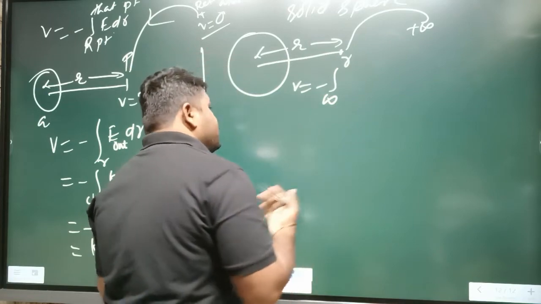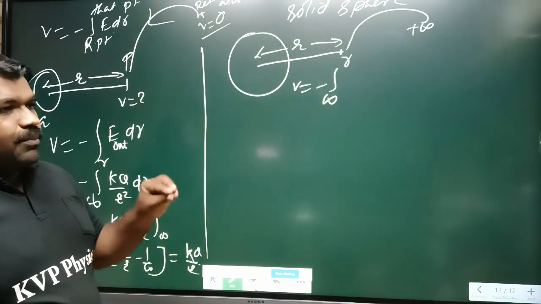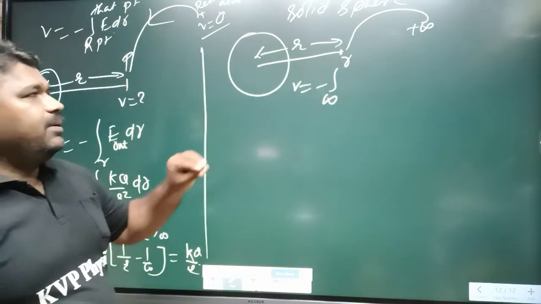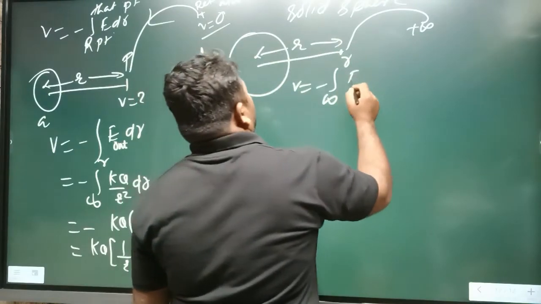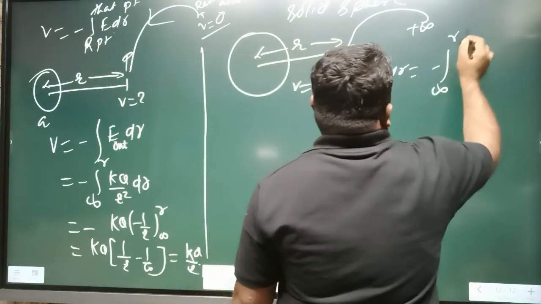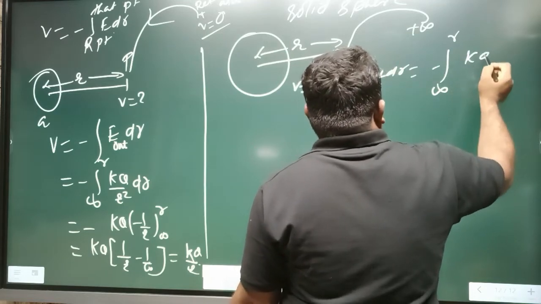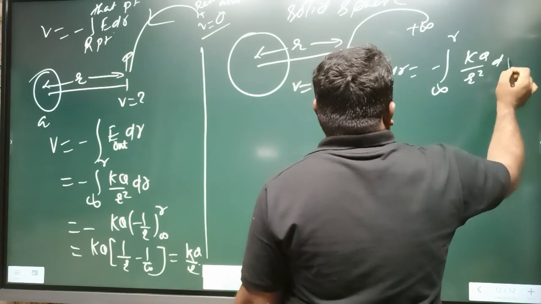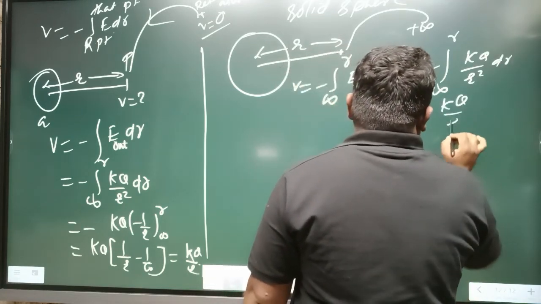We need the electric field, inside or outside, at the point where we are finding the potential. Yes or no? This point is outside the body, means E out, E out dr. Minus infinity to smaller r, E out is KQ by R square into dr. Yes, KQ upon smaller r.